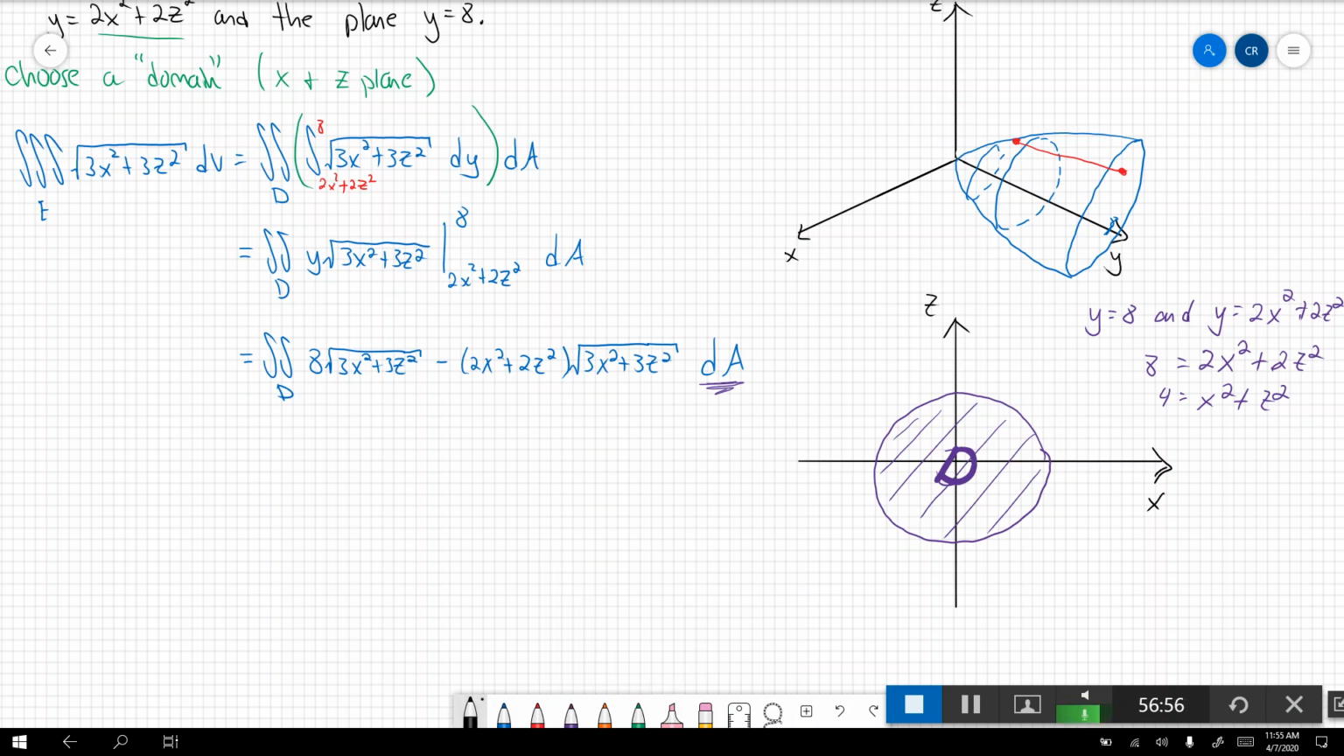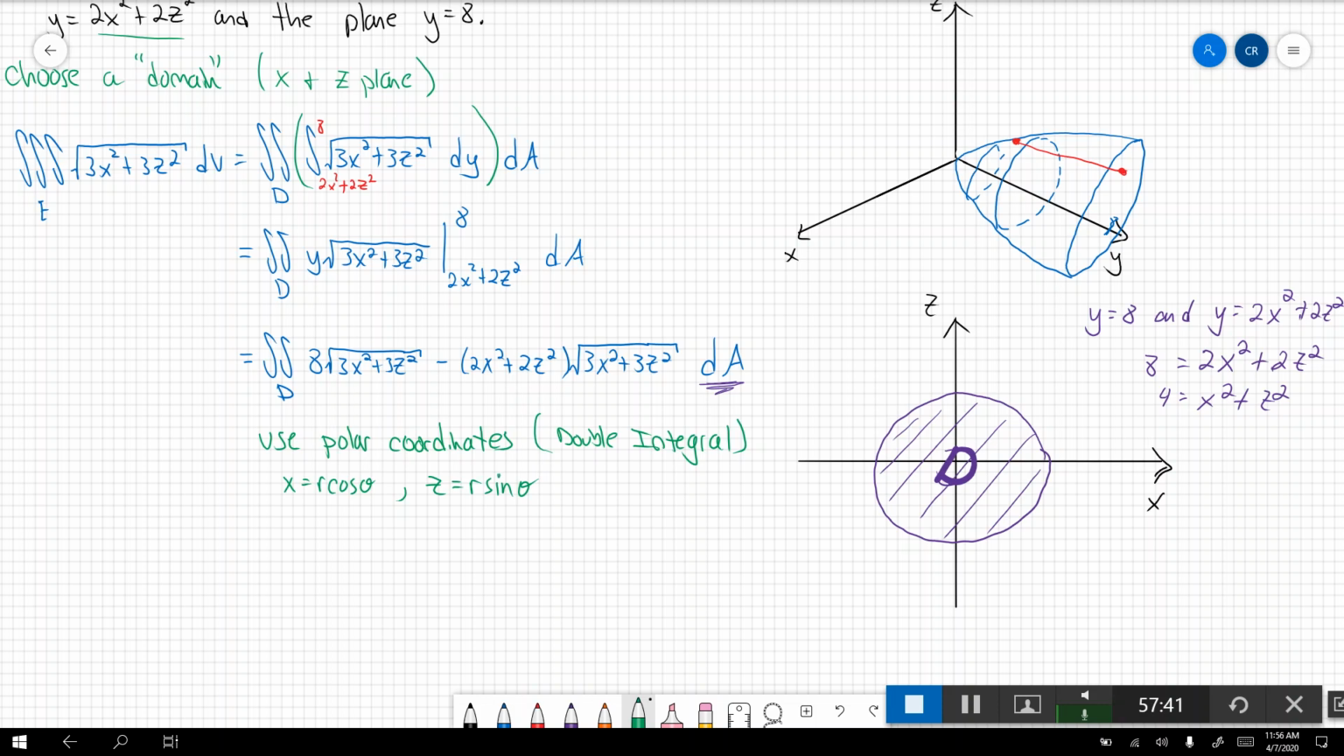Within that domain, we can now start moving through polar coordinates. So I'm going to use polar coordinates for this double integral. This turns into a question from early chapter 15, where now we want to tackle this using polar coordinates. If we're going to use polar coordinates here, that means x is r cosine theta, and z is r sine theta.